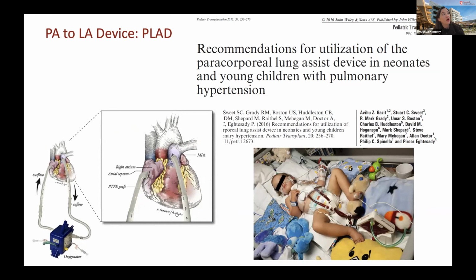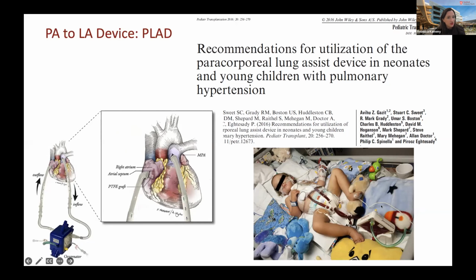This was reported quite a bit ago, in 2016, by the group in St. Louis, a case series of infants supported with this type of device. You can see the cannulation strategy there from the right atrium and returning to the pulmonary artery. And you can see this patient here lying in bed. Again, it allows for extubation and rehabilitation, so it has some of those same benefits.